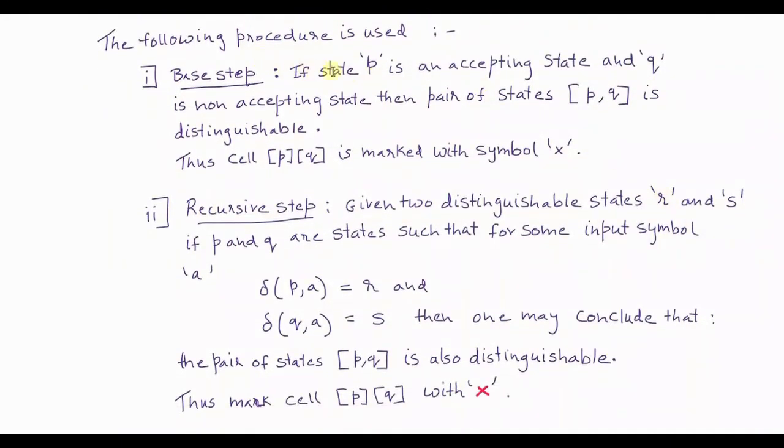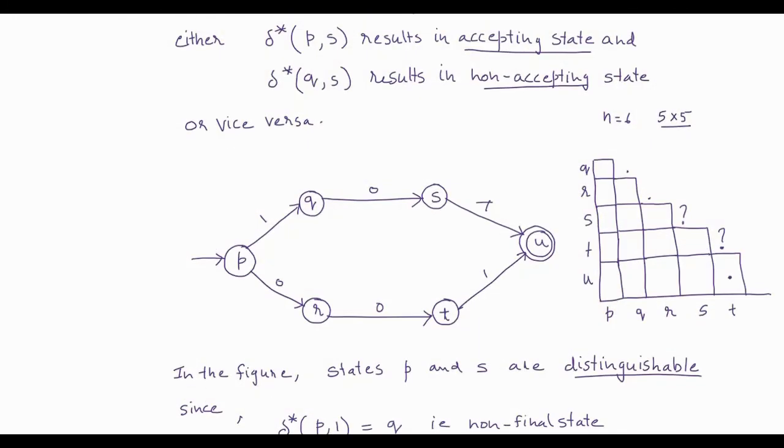Now, suppose P is an accepting state and Q is a non-accepting state, then the pair of states P, Q is distinguishable. The cell P, Q is marked with symbol X. So as a base step in the same example here, looking at this diagram, P, Q, R, S and T are all non-final states and only U is a final state. So I can say every state is distinguishable with respect to U.